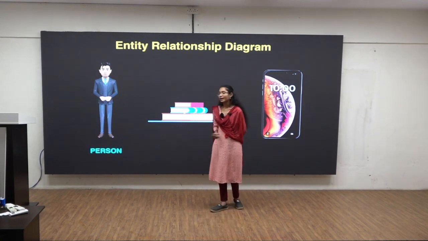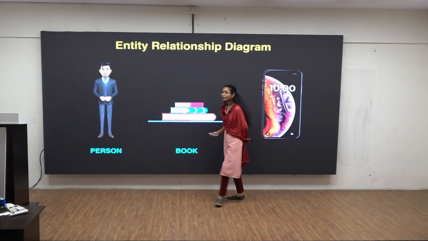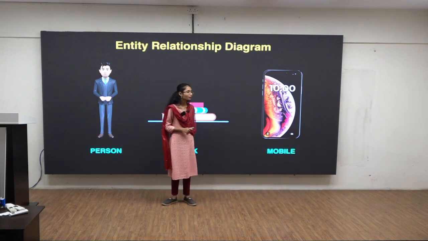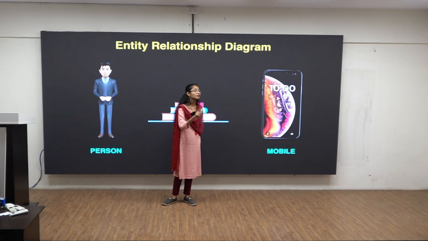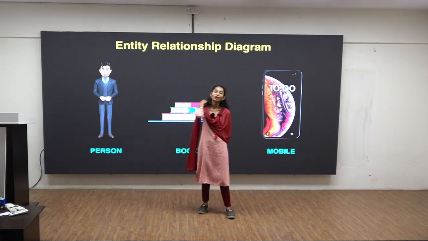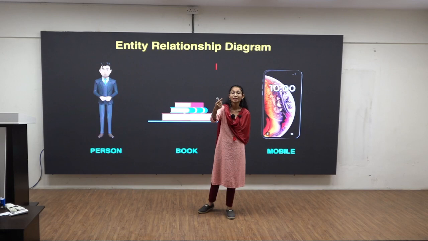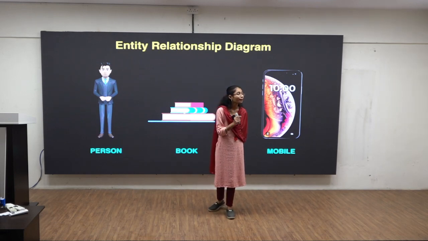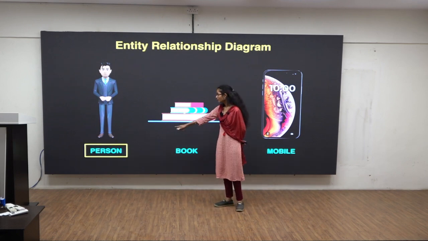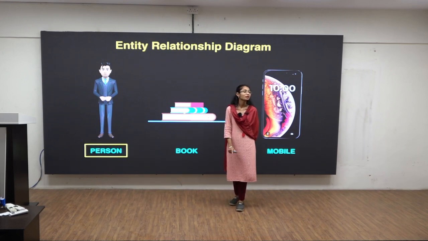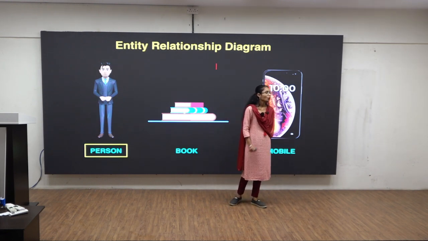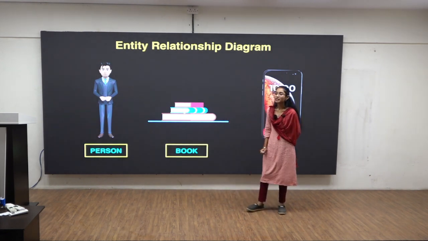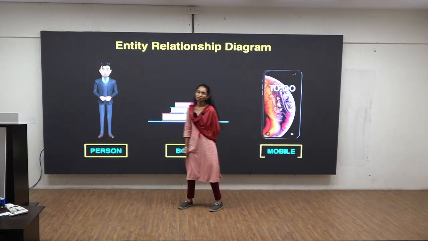Similarly here, whenever we take a person, or books, or a mobile phone, for all of this you have to give that representation, so that people will understand, okay, this is an entity. By seeing that representation only, people will identify this as one entity. And what is that representation? The representation for an entity is nothing but a rectangle.